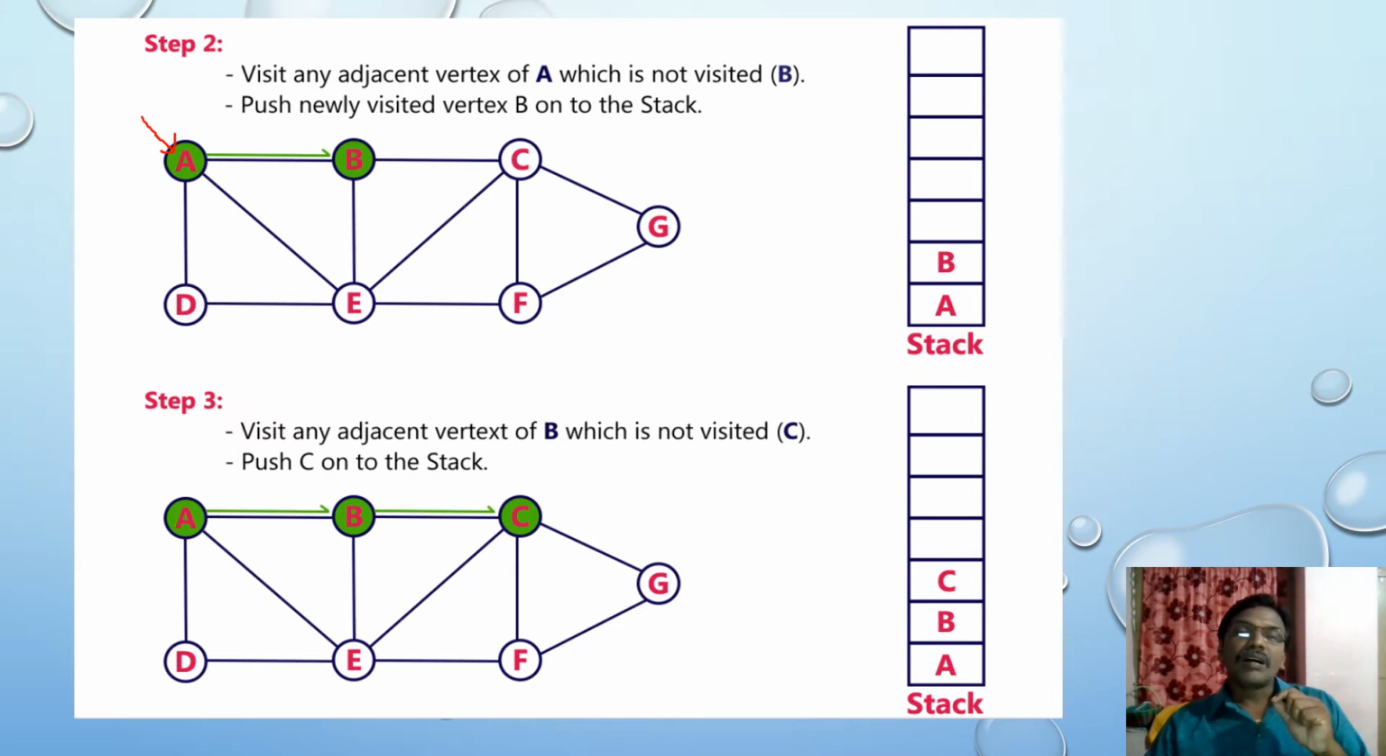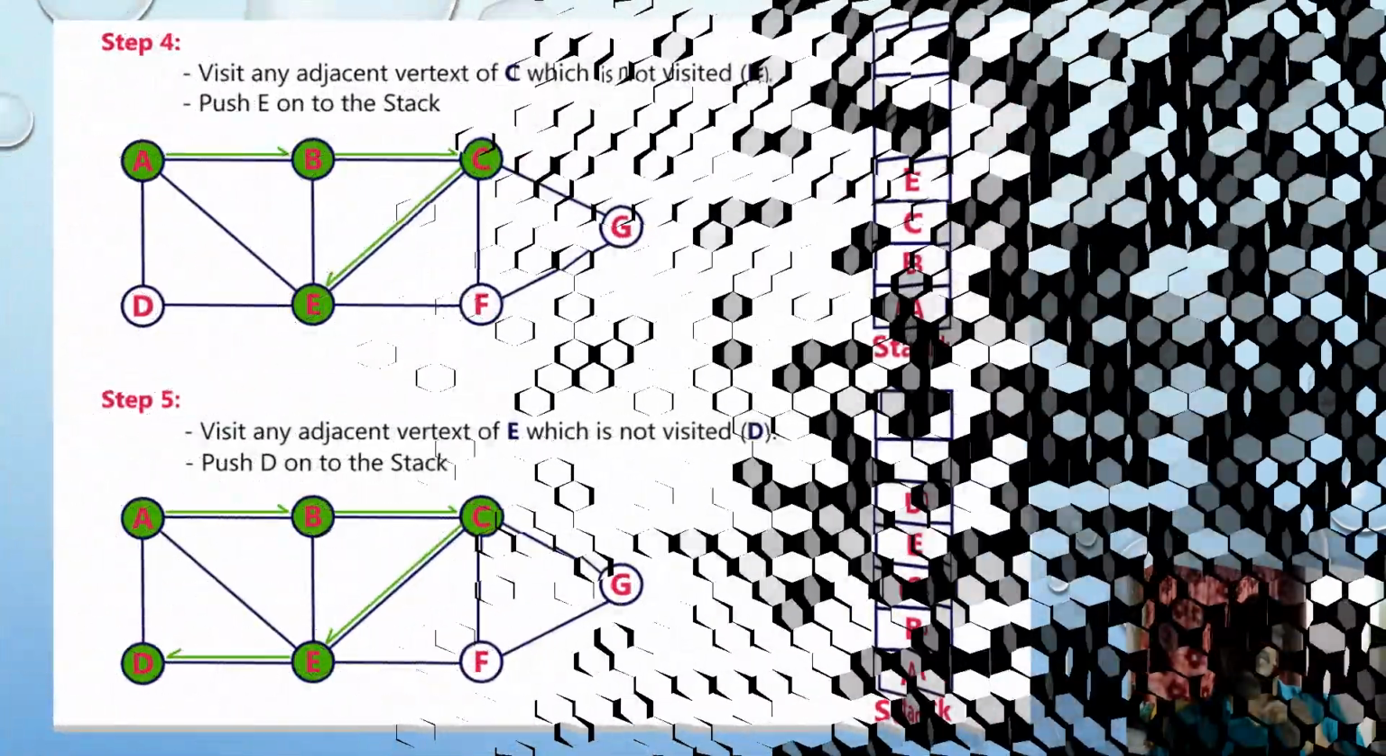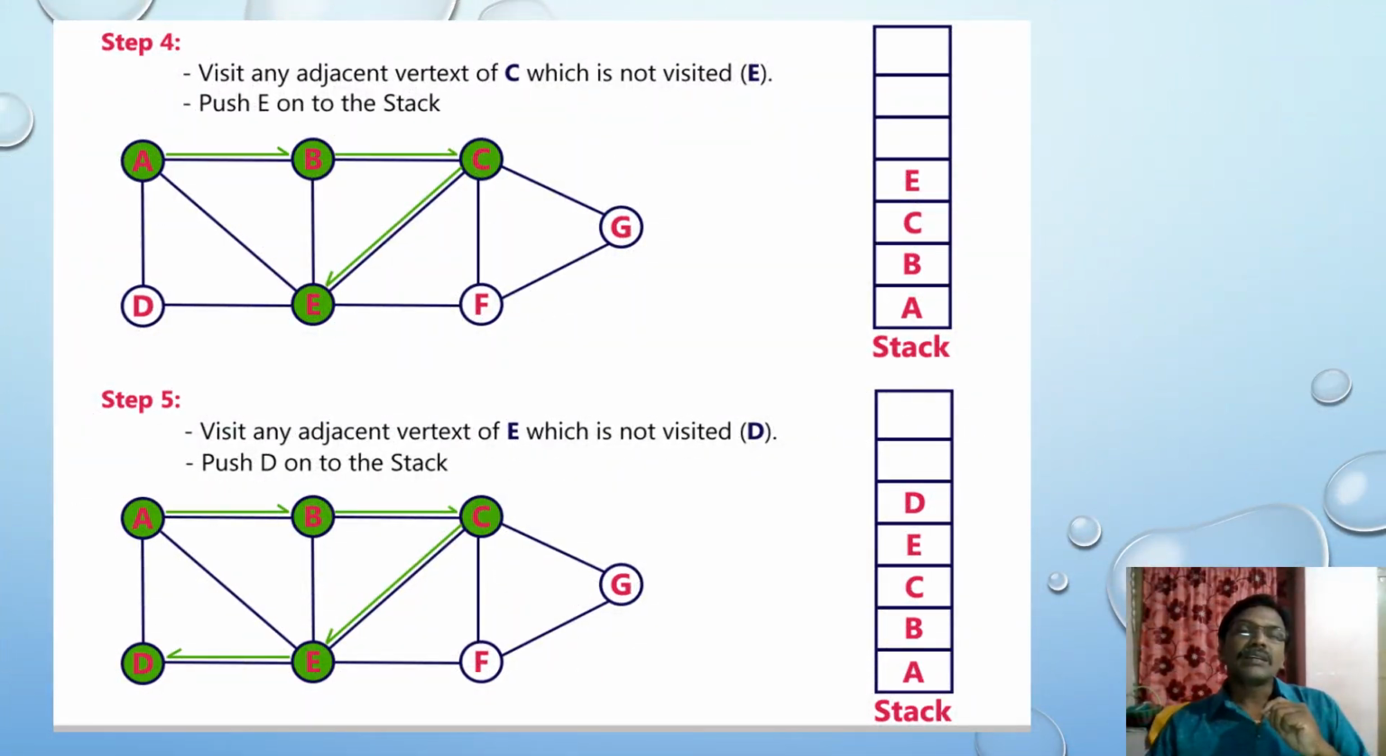Then after that, again check B for non-visited vertices. In that, E and C are the non-visited vertices. In this, I am choosing C. So C is marked and C is pushed into the stack. C's adjacent vertices are G, F, and E. You can choose any one, but I am choosing E. So E is pushed into the stack.